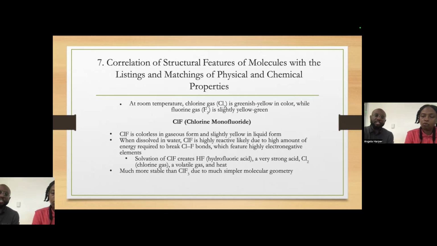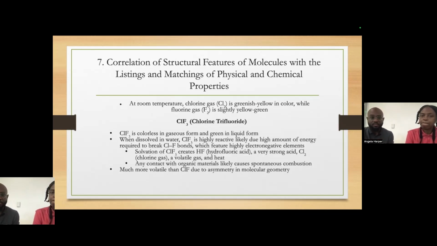The very stark difference here is that chlorine monofluoride is much more stable than chlorine trifluoride due to the much more simple linear molecular geometry. And I mentioned how there's a difference in color between chlorine monofluoride and chlorine trifluoride. In liquid form, the monofluoride is yellow in color, more yellow. Trifluoride is more green in color in its liquid form.